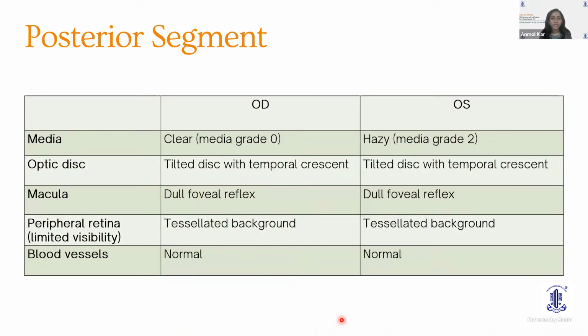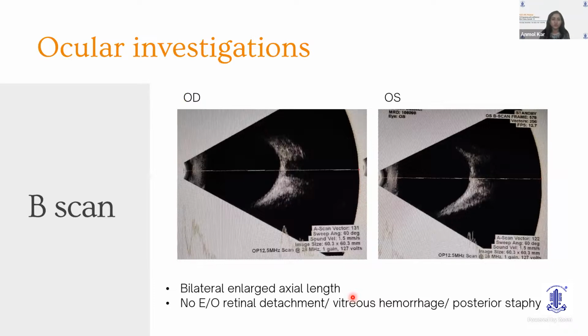On the posterior segment examination, the media was clear in the right eye with media grade 0, and in the left eye the media was hazy with media grade 2. The optic discs were tilted with a temporal crescent in both eyes. The macula showed a dull foveal reflex in both eyes. The peripheral retina had limited visibility due to the poor pupillary dilation, and showed a tessellated background. The blood vessels were normal with a normal arteriovenous ratio of 2 to 3.